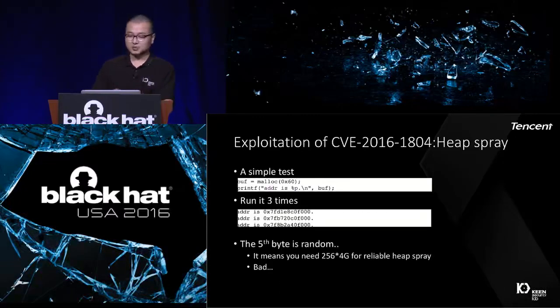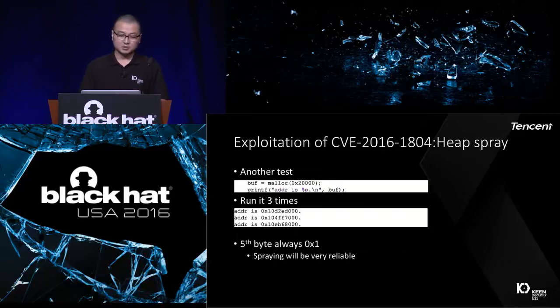And the next thing we are thinking about is heap spray. So we did a simple test on OS X, and we found that the memory is very random, which means we need maybe 1,000 gigabytes, 1 TB for a reliable heap spray, which is very bad. But when we try a bigger allocation, then we find the address is less randomized. So in this case, spraying will be very reliable.